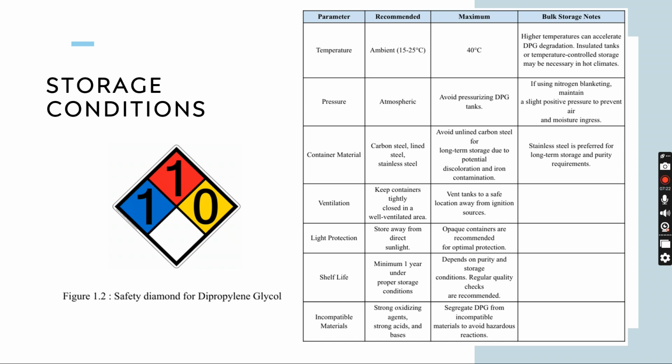Next session we will discuss the chemical reactions that can produce DPG, and we will select a chemical reaction to produce dipropylene glycol. Thanks.